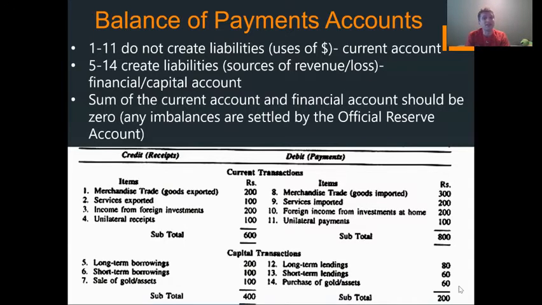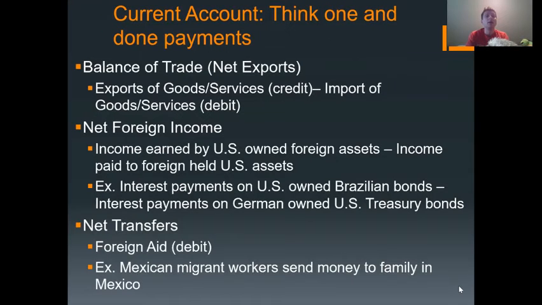If there's any imbalance, it's going to be settled by the official reserve account, which isn't really covered too much on the AP test. But basically, it is what the government uses to settle up any differences between our currency or the home country's currency and whoever they're trading with.